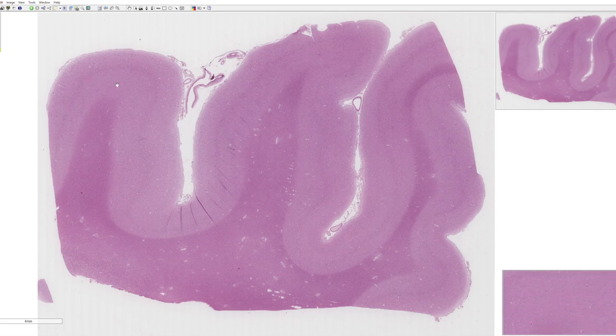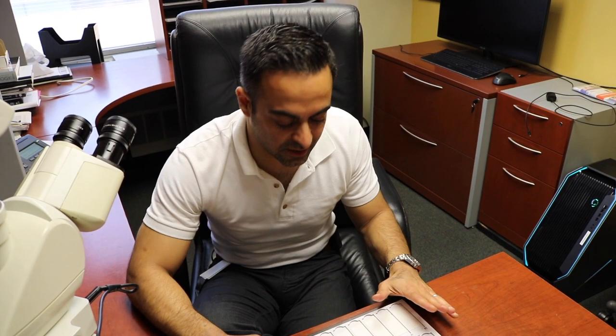So let's stop there for today, and in future lectures we'll see how these layers are organized during development and go more into the functions of specific cells. So I hope you enjoyed that. I hope that was informative.